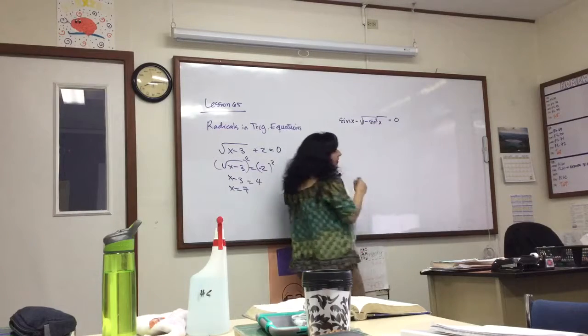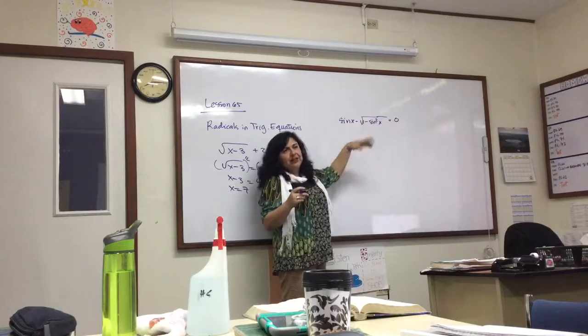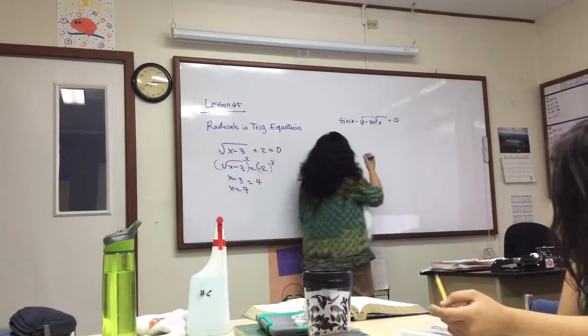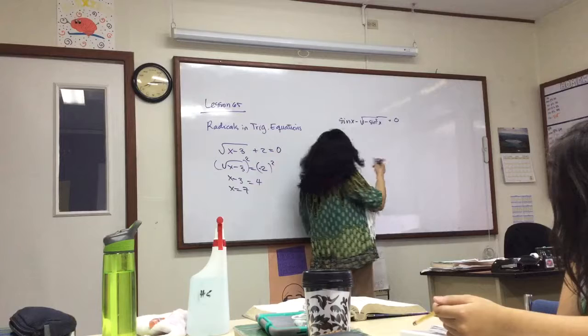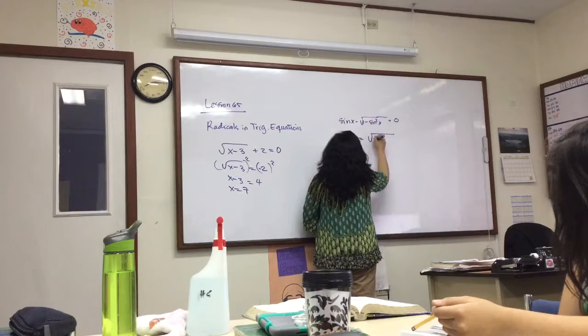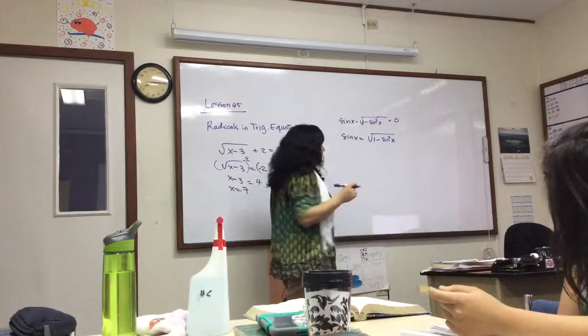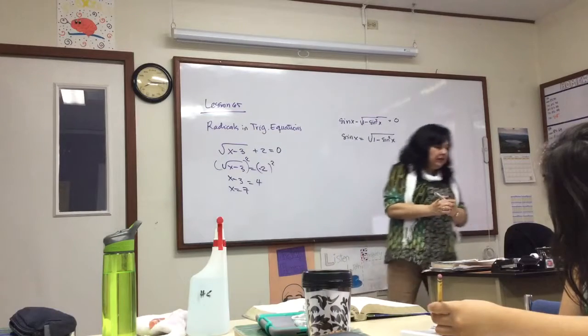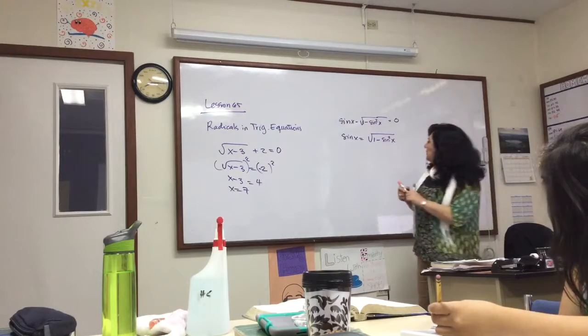You pass the root to the other side. I'll pass the root because the root is negative, so it's easier if they're all positive. You could pass the other one, in the end it's the same, okay? Sine of x equals... the point is you have to have a root on one side and whatever's left on the other.